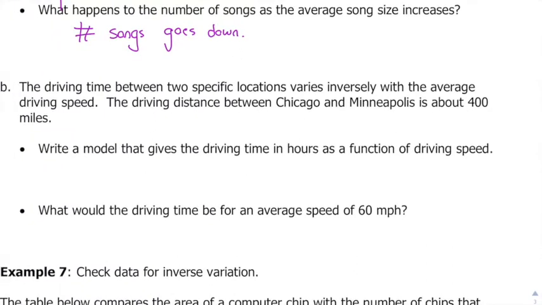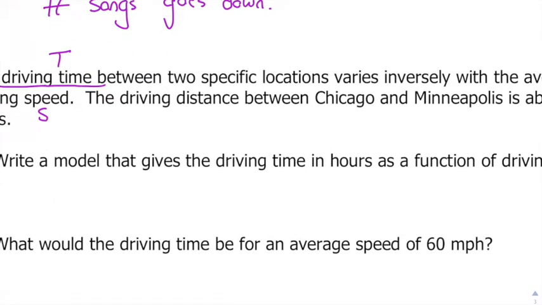All right, let's look here at this next one. Kind of the same idea. The driving time between 2 specific locations varies inversely with the average driving speed. And then they say the driving distance between Chicago and Minneapolis is actually 400 miles here. So you got driving time, I'm going to use a T for that, varies inversely with the average speed, and I'll use S for that. So I'm going to write this model: T equals some constant over S.